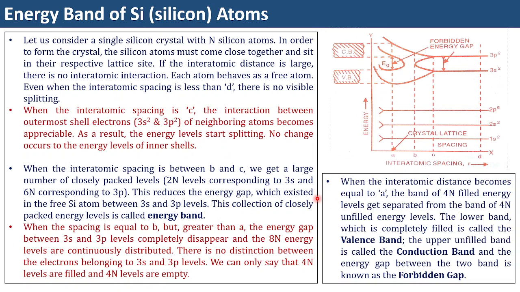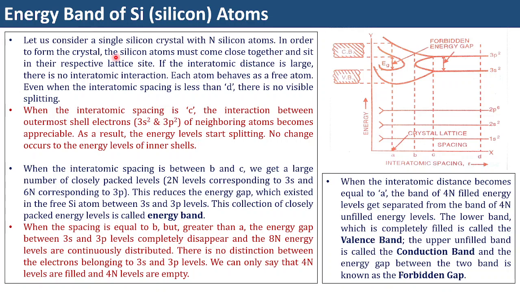Now let's come back to this particular picture. Let us consider a single silicon crystal with n silicon atoms. n is very large. In a crystal, you can essentially get many different atoms. For example, if you take 1 mole of silicon, in that case it will be 6.023 into 10 to the power 23 atoms. So you can guess the amount of silicon atoms in a crystal. So this n is naturally a very large number.